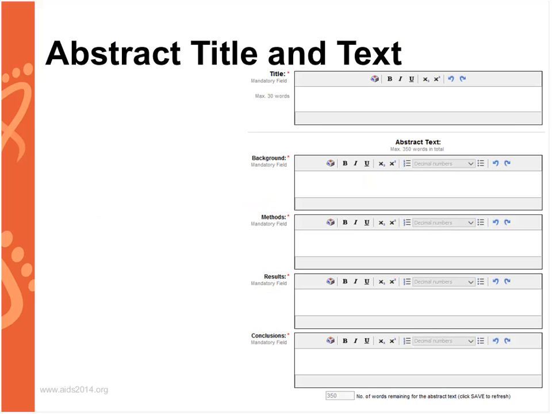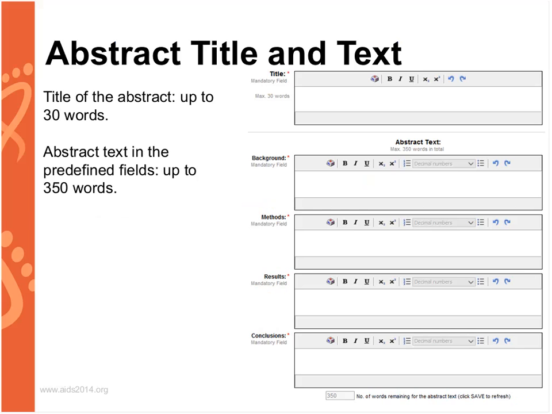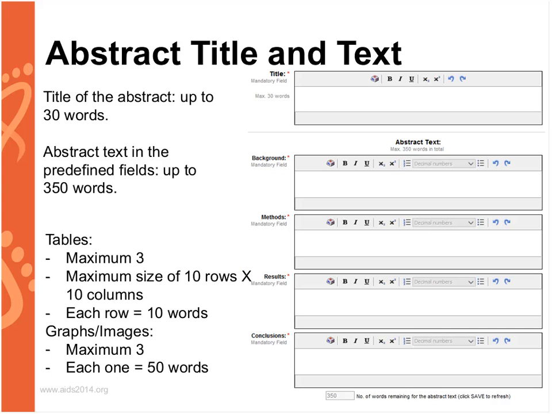Your next step will be to write your abstract title and the abstract text. The maximum length of the abstract title is 30 words, and in the text you can use up to 350 words. You may, if you wish, include tables, at a maximum of 3, given that each row counts as 10 words, and you can also include images, again a maximum of 3, and each image will count as 50 words.